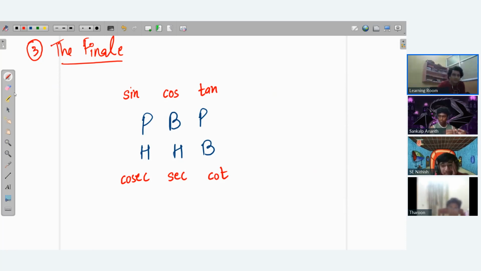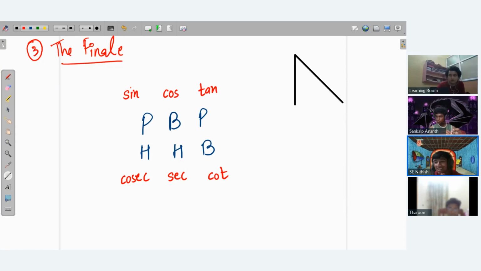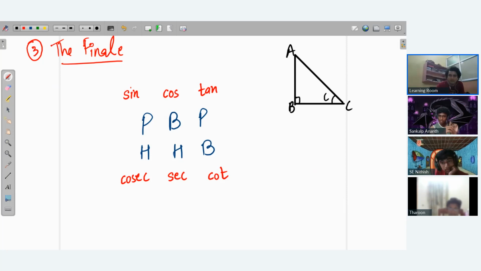Now, there will be a triangle. I have a triangle. I wish our teacher taught like this, sir. If it is like this, we can remember. See, now for me, the reference angle is angle C, and this I'll call theta or C.